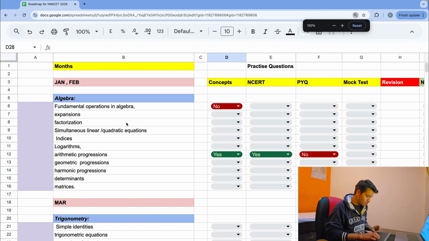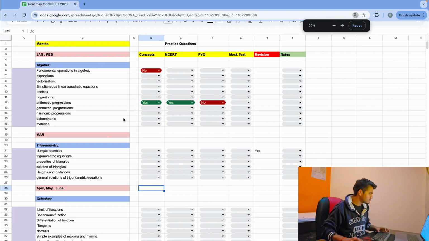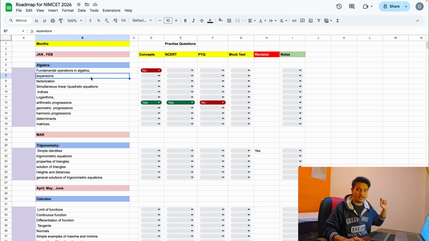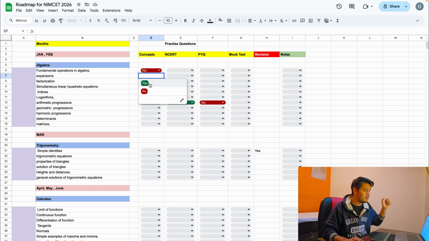If you see this drop down, what is this for? This is for practice questions. You will be practicing questions from NCERT, previous year question papers and mock test papers. Let's say there's a topic, expansion. Now you have learned the basic concept, what expansion is, and how we solve questions of this particular topic. Once you have prepared, you can mark it as yes. If you haven't, you can mark it as no.